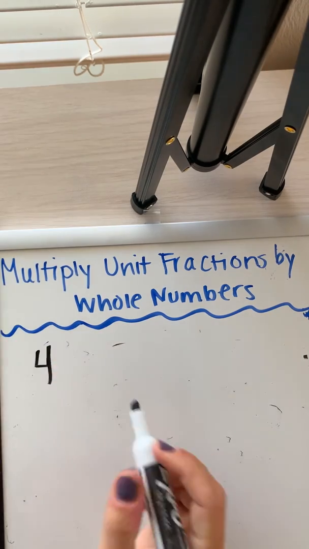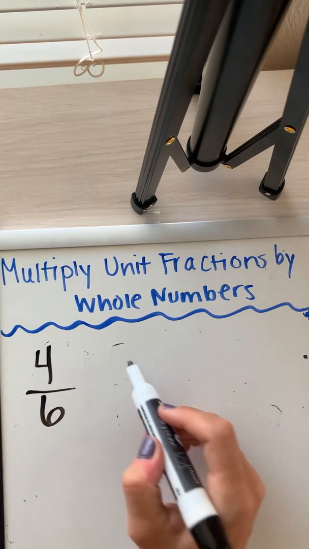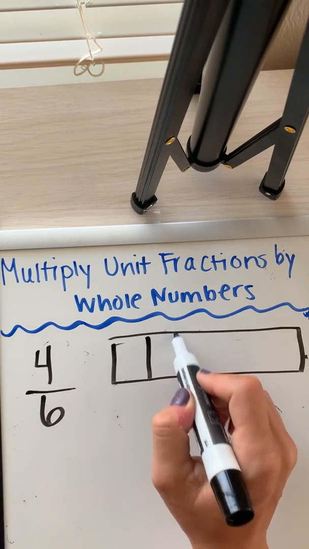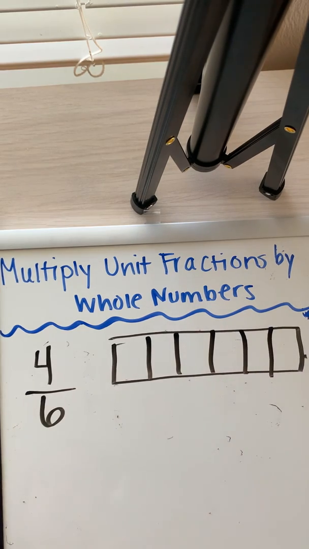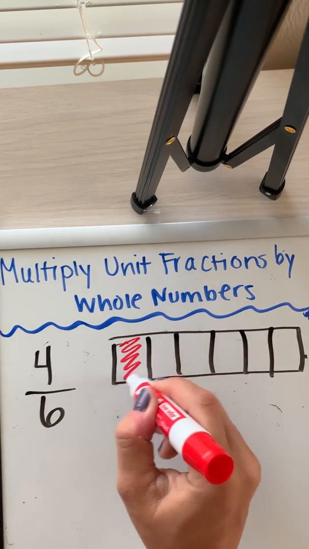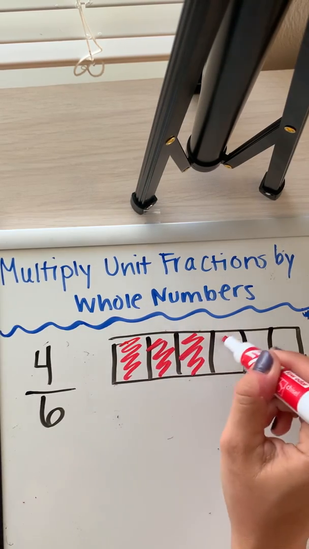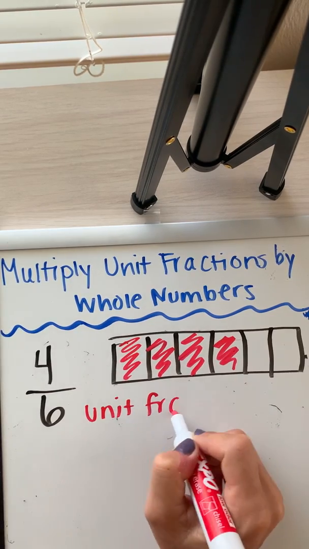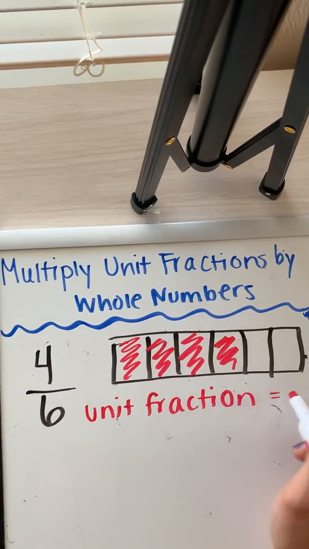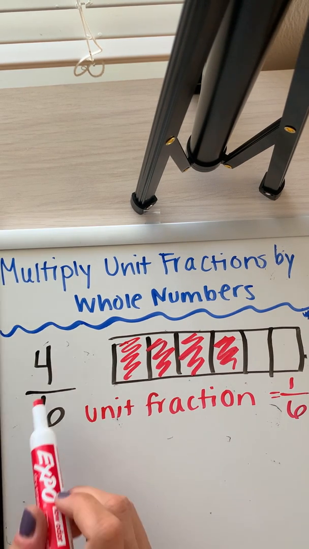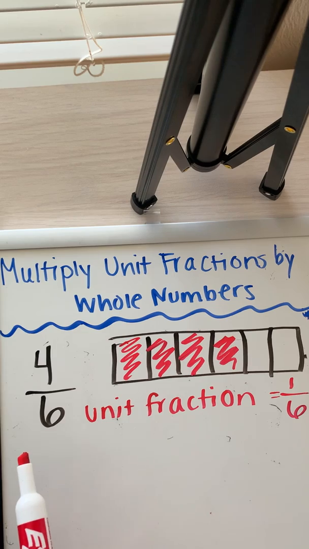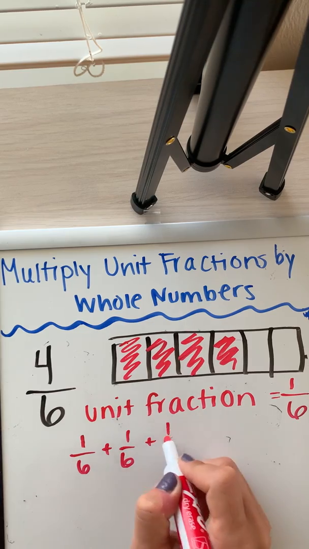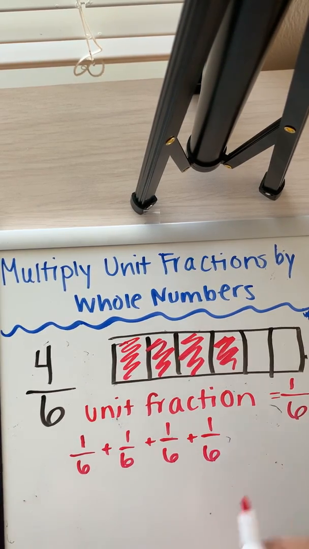If my fraction is 4/6, what I'm going to do is draw my bar diagram. I split it into 6: 1, 2, 3, 4, 5, 6, and I know that 4 of them are going to be shaded. 1, 2, 3, 4. My unit fraction is going to be 1/6. And so I know that if I broke up my 4/6, I decomposed it into unit fractions, I would have 1/6 plus 1/6 plus 1/6 plus 1/6.